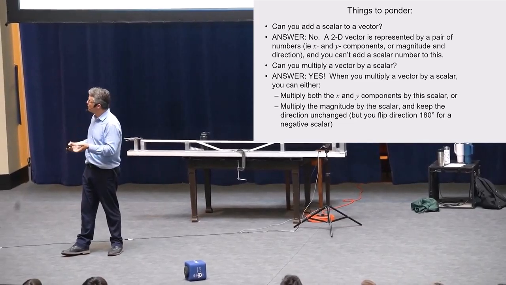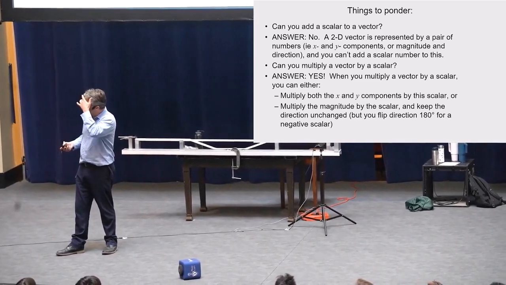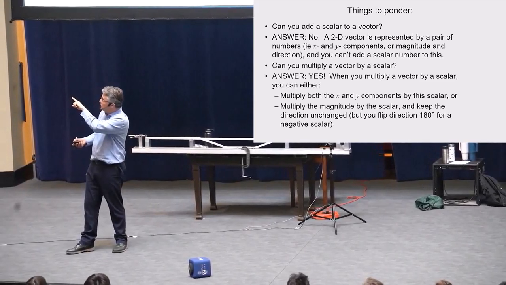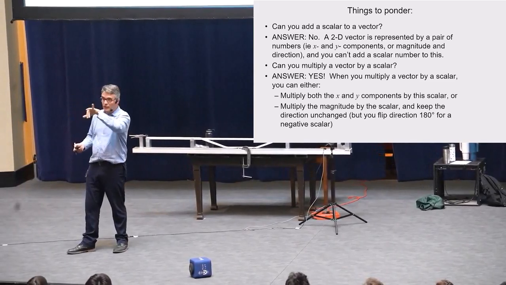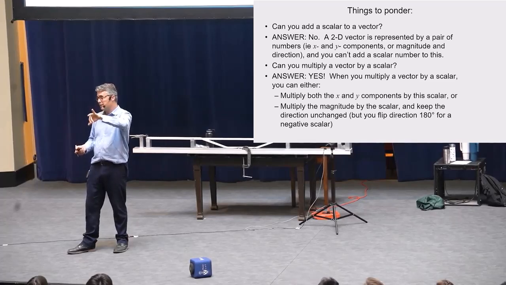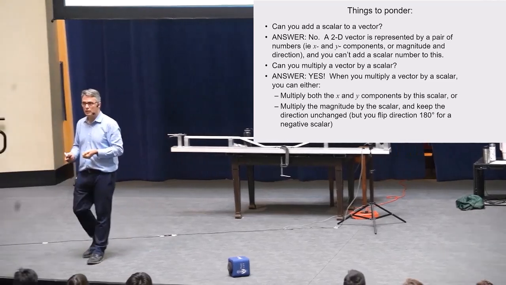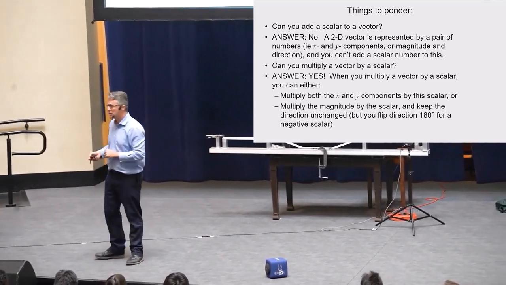Or you could multiply both of the components by that scalar. Or the other, I guess the second rule there, is if you multiply the magnitude by the scalar, and the scalar you multiply is negative, then you have to remember to flip the direction of the vector 180 degrees.